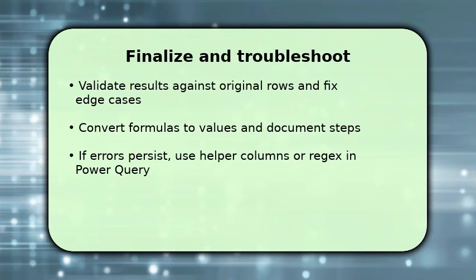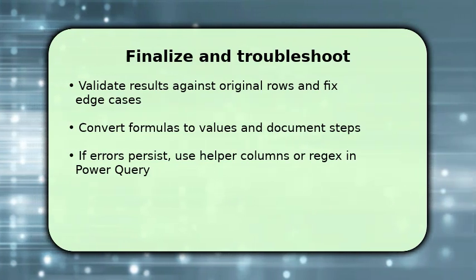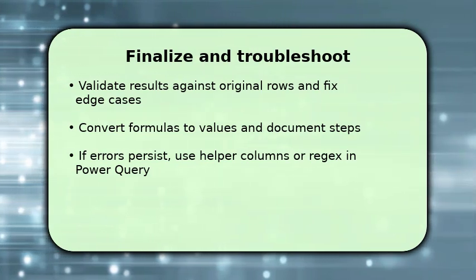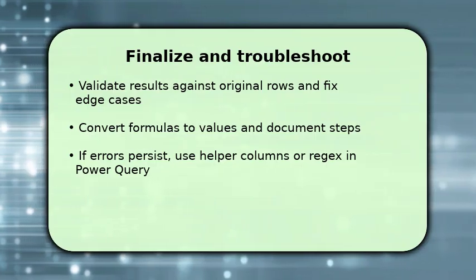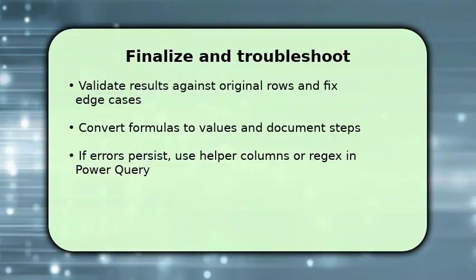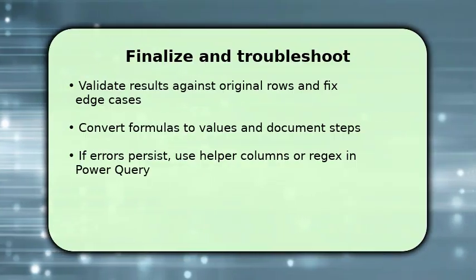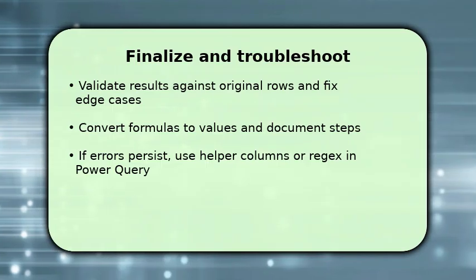Finish by validating extracted text against source rows, spot check edge cases like missing delimiters or extra spaces, and correct with helper columns or refined formulas. Once correct, convert formulas to values to lock results and note the steps used so it's reproducible.